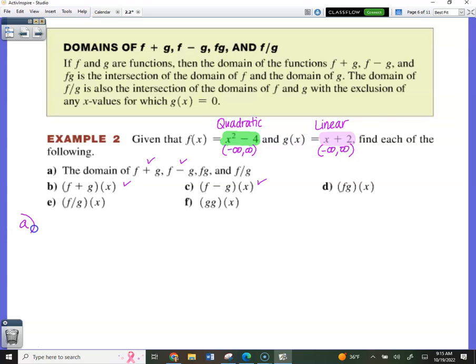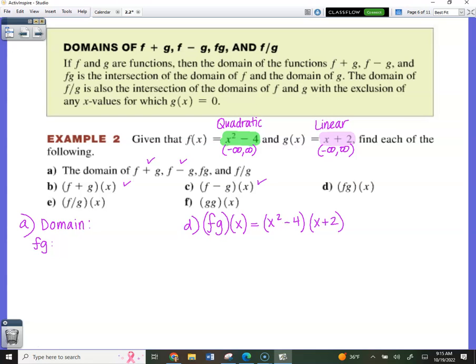Okay, so we're on D, F times G. F is x squared minus 4, put it in parentheses. G is x plus 2. I'm worried it's going out. I don't remember, let me look in my notebook. I don't remember if they want you to multiply it out or if they'll let you just enter it like that.